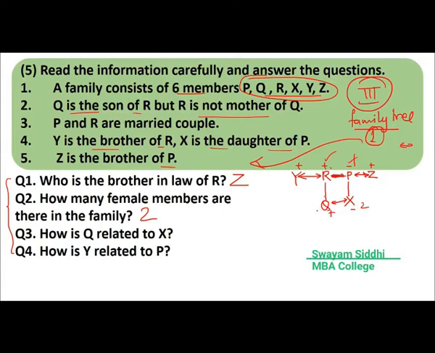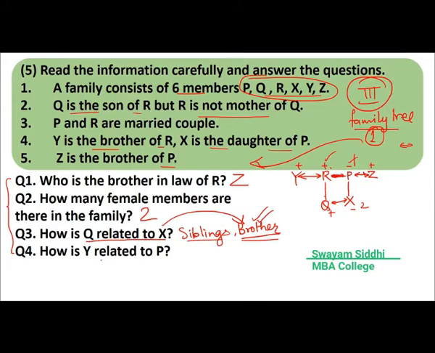How is Q related to X? This is Q. This is X. They are siblings, or you can call them Q is brother of X, right? Or the more precise answer is Q is brother of X, okay? It depends on options also. If they give you siblings as option and there is no option as brother and sister, then you can write siblings, okay? But if they give you siblings, brother, sister, then brother has to be marked, right?